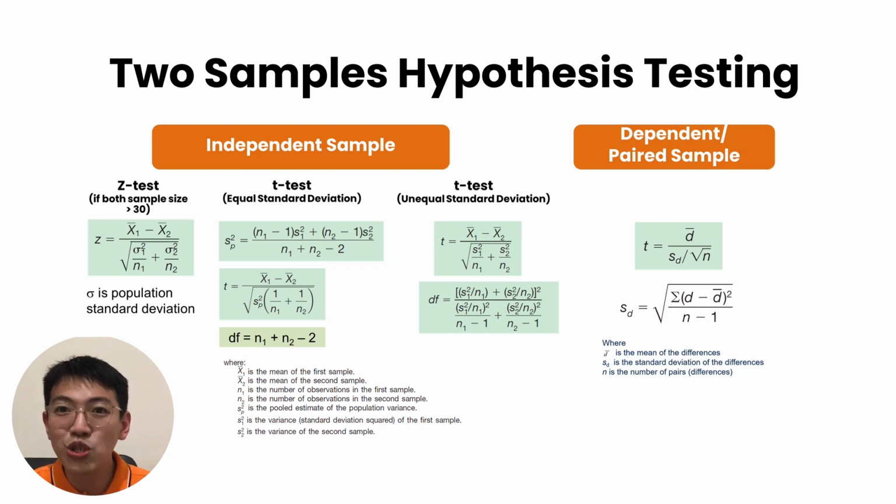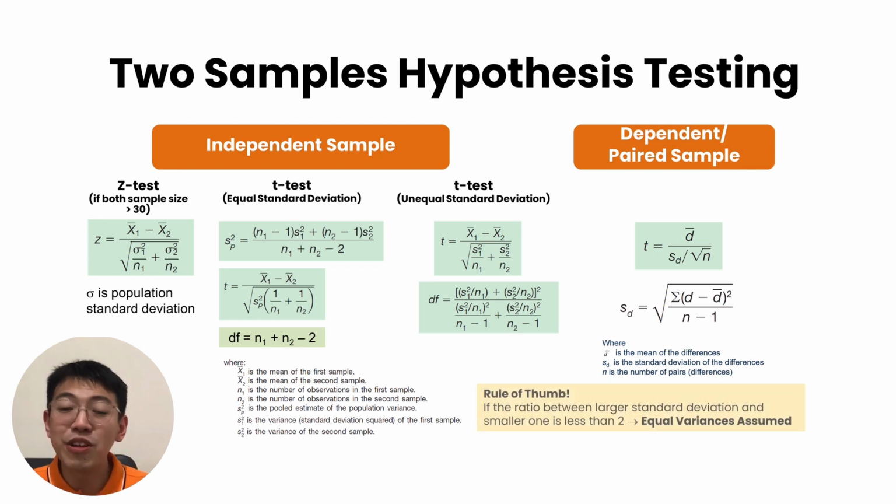In the T-test, you can use the formula of equal standard deviation and unequal standard deviation. So you have to compare the standard deviation between two groups. Actually, to compare standard deviation, you need ANOVA, analysis of variance. But if you haven't learned about ANOVA, you can use this rule of thumb. If the ratio between the larger standard deviation and the smaller one is less than 2, we assume equal standard deviation or equal variance. Is it easy, right?